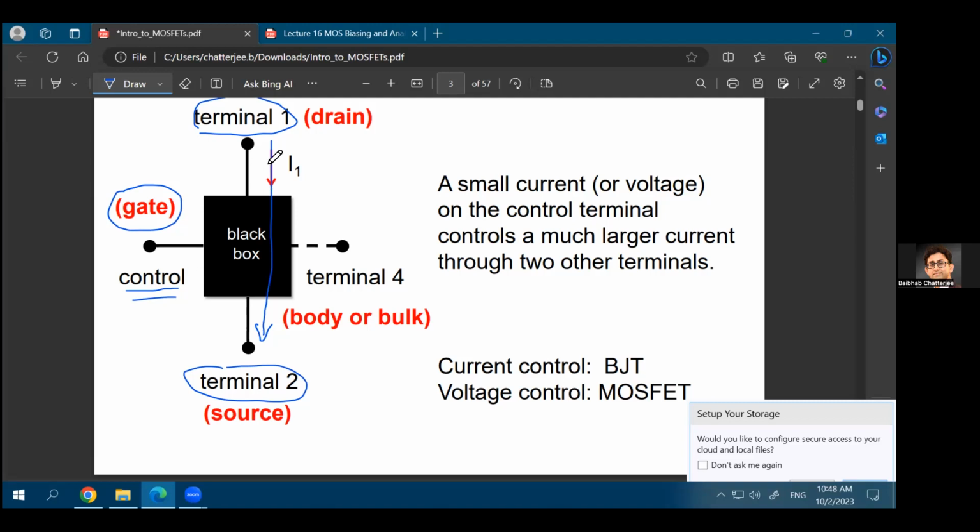Okay. So the current will flow from one terminal to the other. The third terminal will be the control terminal. So what is the 4th terminal here? The 4th terminal is defined as the body or the bulk. And the meaning of the body or bulk of a device is that you're going to build this particular transistor, a 4-terminal device, on a silicon wafer, for example.